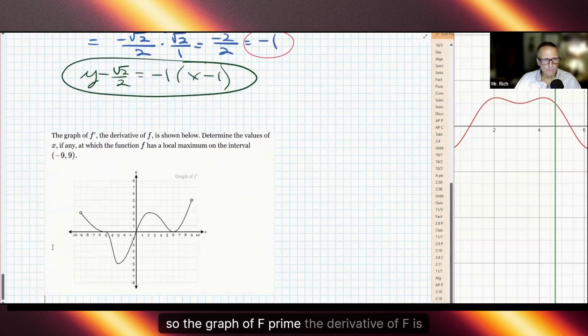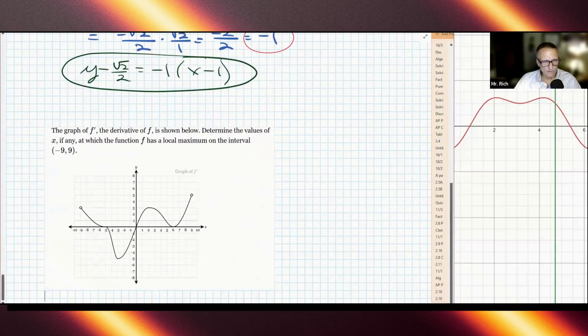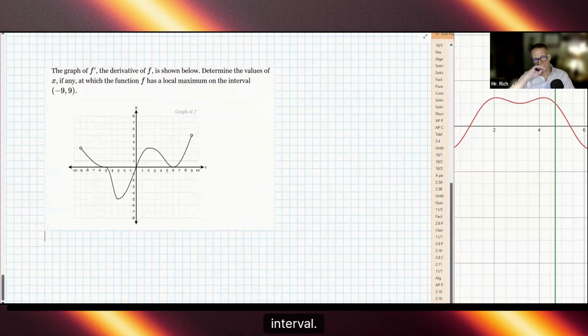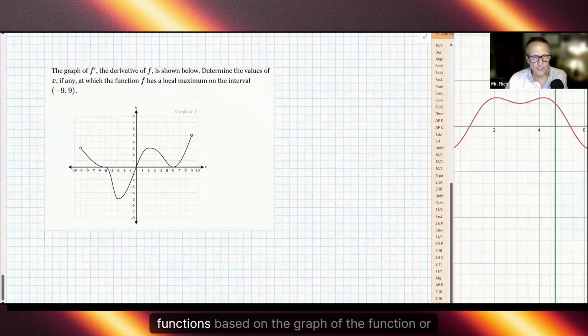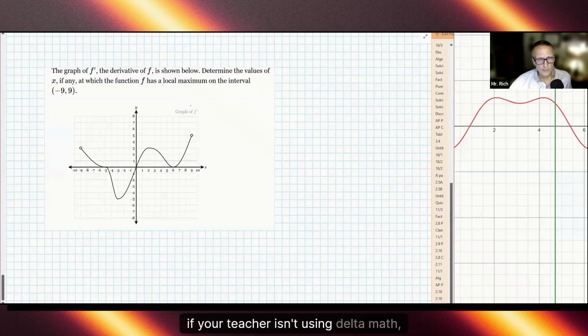All right. So the graph of f prime, the derivative of f, is shown below. Determine the values of x, if any, at which the function f has a local max on the interval. Okay, when you get into the latter part of unit 5, you're going to get to a really challenging part of this class where you have to start making inferences about functions based on the graph of the function or its derivative or its second derivative. And it is challenging. And I'll tell you, Delta Math is an excellent way to drill on this. So if your teacher isn't using Delta Math, let me know and I'll give you access to the Delta Math that I've created. You need to drill like crazy on these kinds of problems. They're different, and you don't get good at them except through frustration and repetition.